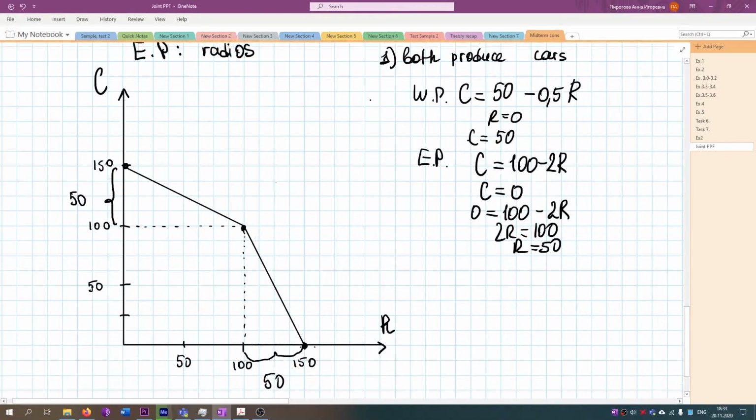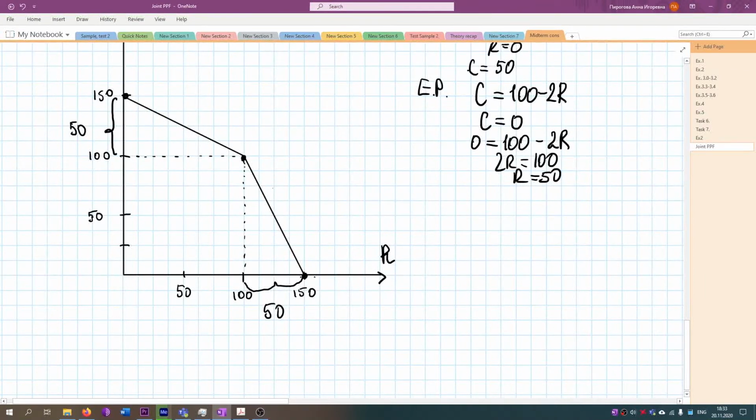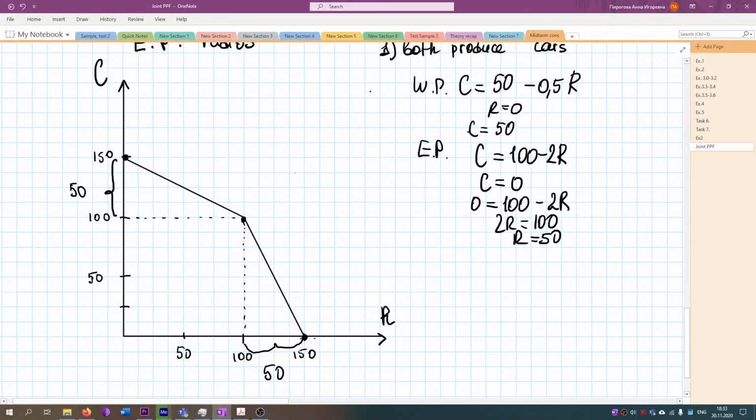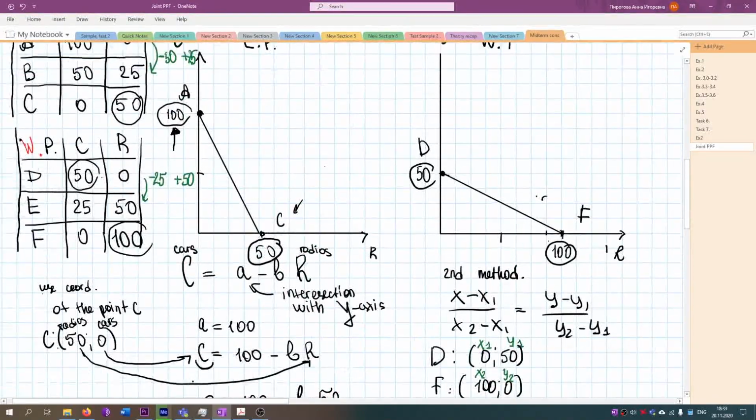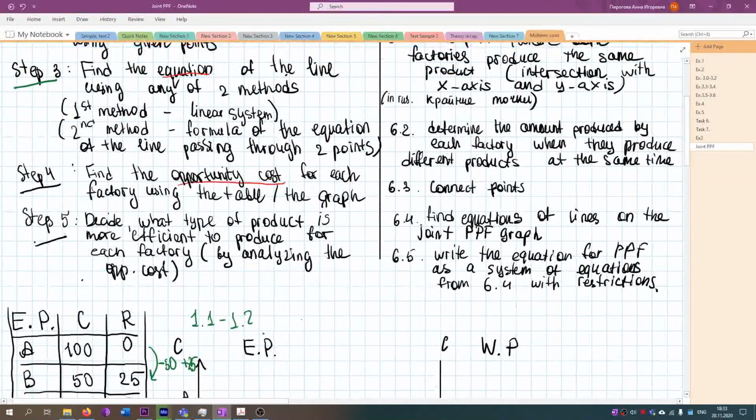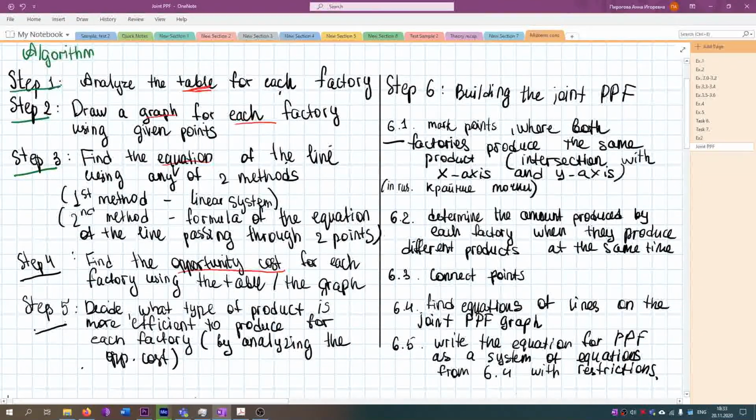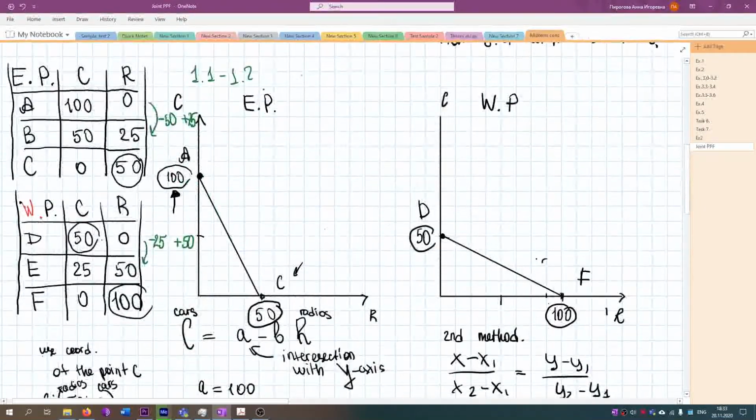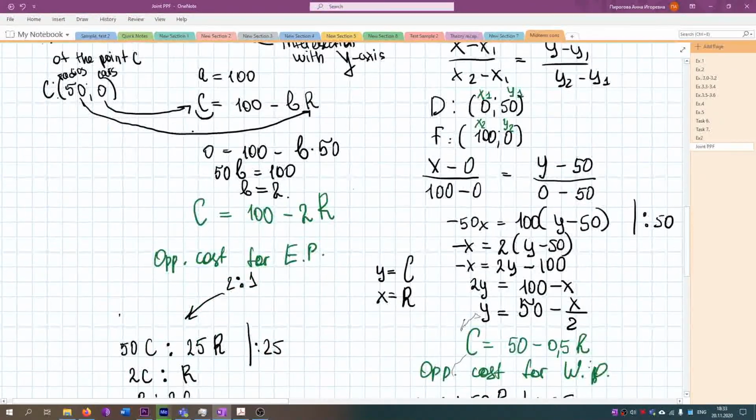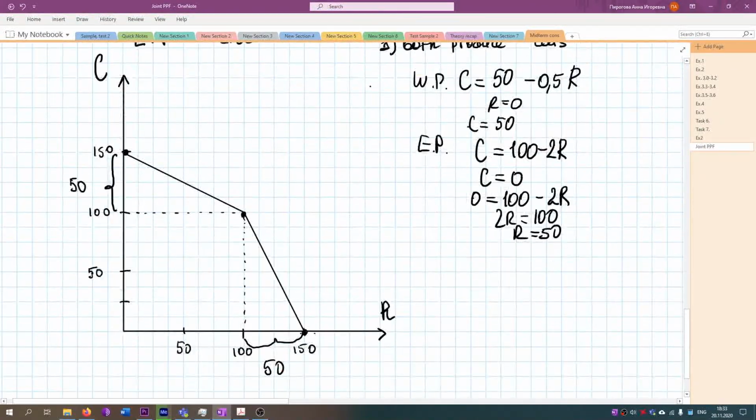So it was how we can build our graph. Now let's see what we should do next. So we have done all these steps. Now let's find equations of lines on the joint PPF graph. So you can use any method you want to use. So let's name the points somehow.